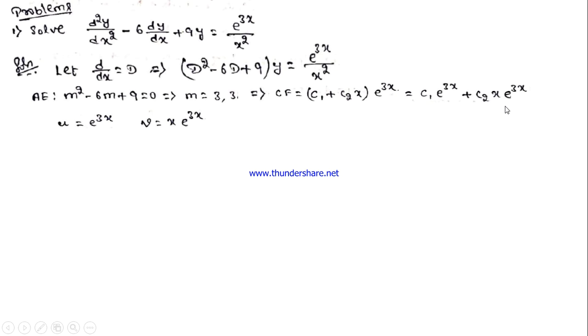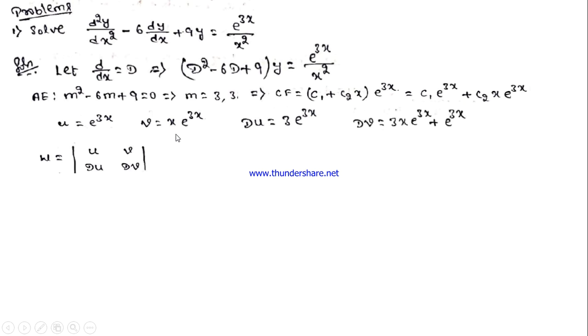Once these two are known, we can write the Wronskian. But we need to know what du and dv are. du is the differentiation of u, that is the differentiation of e power 3x, and dv is the differentiation of x e power 3x, a product of two functions.